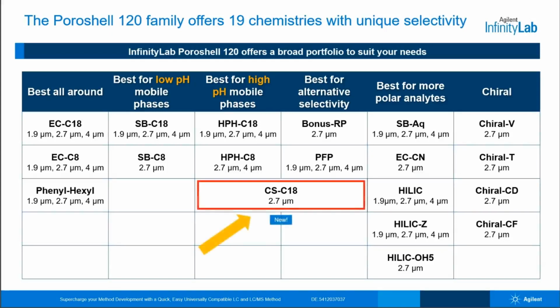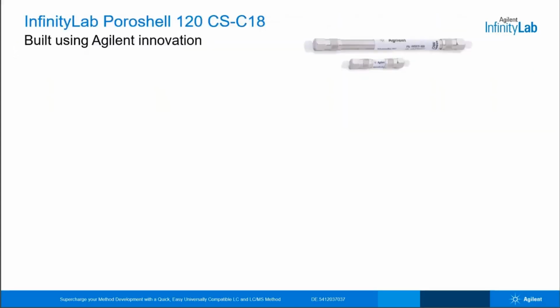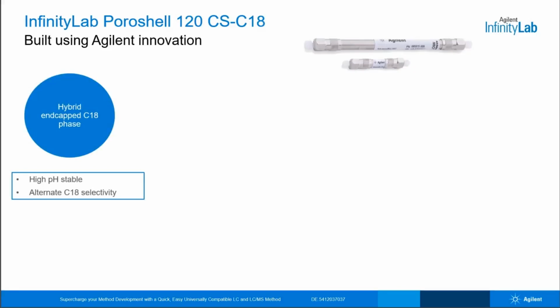The new charged surface CS-C18 Poroshell column. The InfinityLab Poroshell 120 CS-C18 is built from Agilent innovation. It uses a hybrid NCAT C18 phase which is high pH stable and offers unique selectivity.